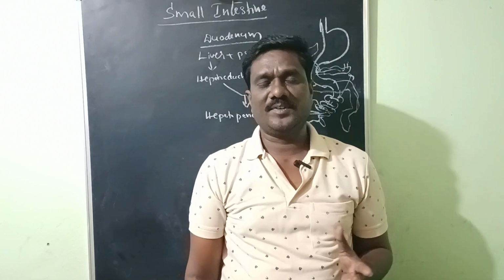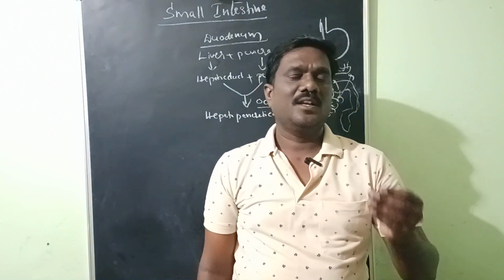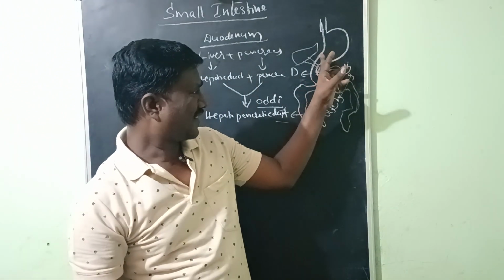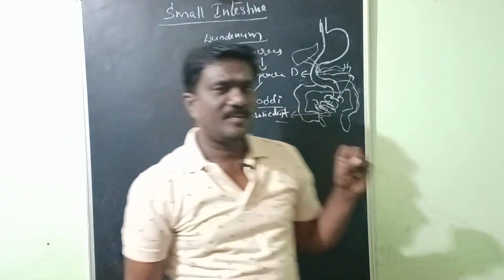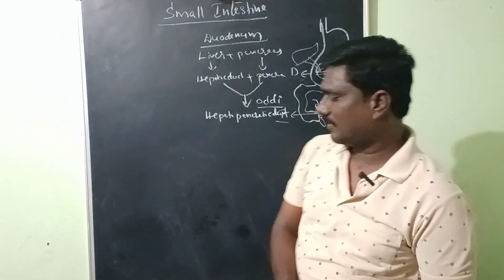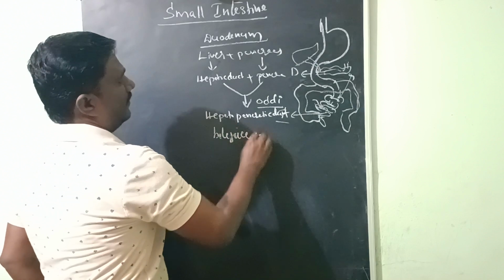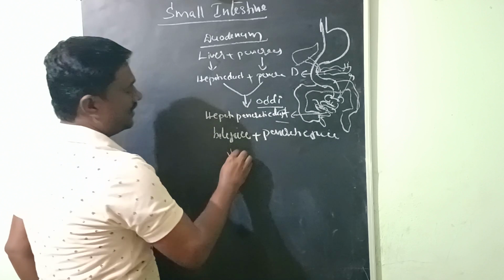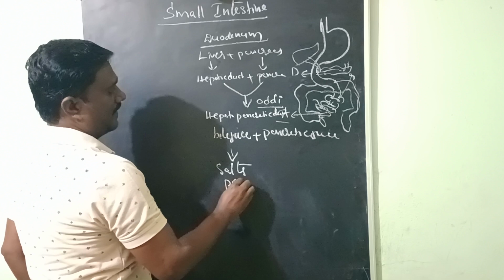That is the chyme from the stomach. A small quantity of chyme is sent by the regulation of the sphincter from the stomach into the duodenum area. In the duodenum, from the liver comes bile juice, and from the pancreas, pancreatic juice.